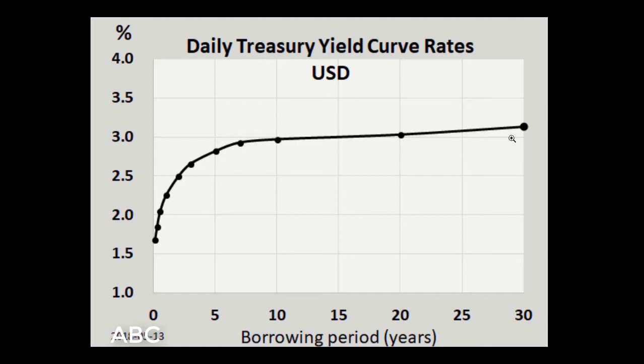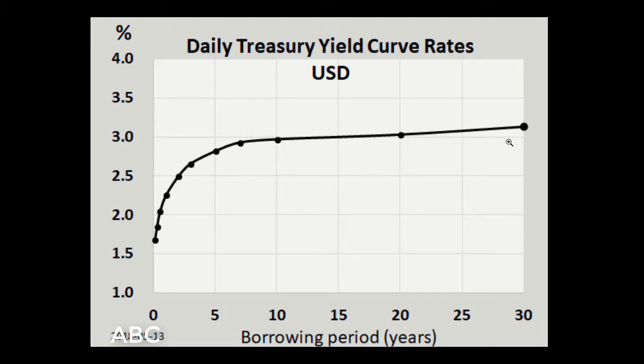Now I picked this yield curve because it represents the yield curve shape that we've seen the most in the last couple of decades. And what I mean by that is, you see a steep upward slope early on here. And as you get further out into maturities, the yield flattens out.